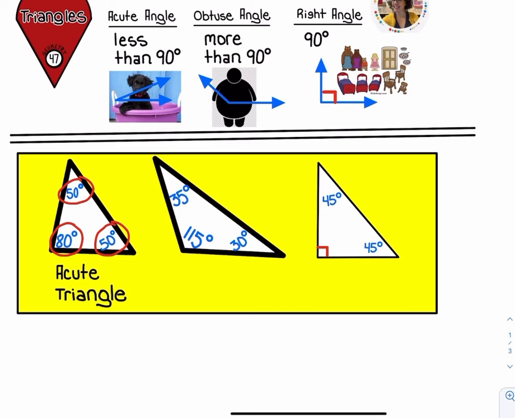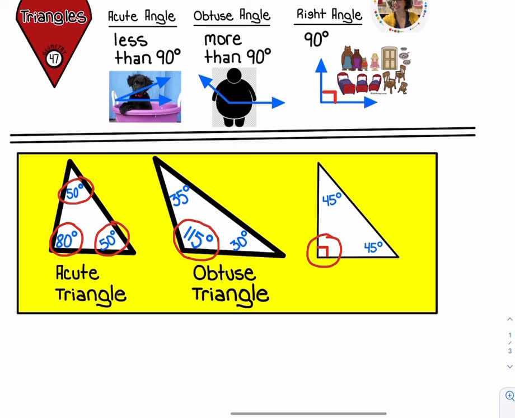In the next one, we can see one angle that is very large, that angle that's 115 degrees. That means that this triangle is an obtuse triangle. Triangles that have one angle that is over 90 degrees are obtuse triangles.